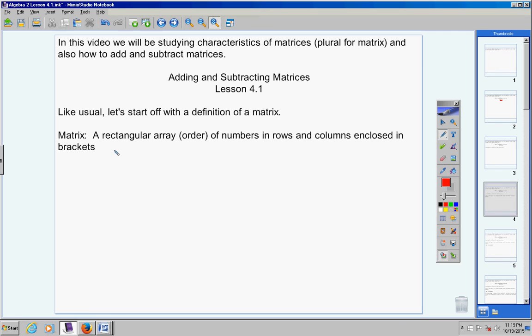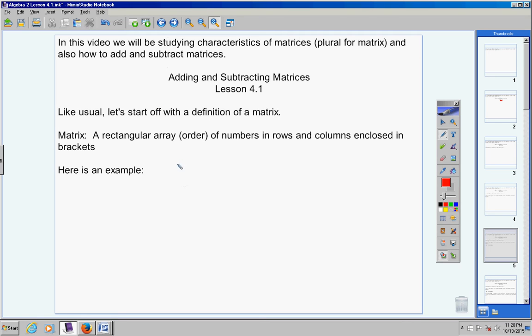Matrix: a rectangular array or order of numbers in rows and columns, enclosed in brackets. Please copy that down. Now, like I tell you guys all the time, if I go too fast in the video, pause it. Okay, that's what it's there for. Here's an example of a matrix.